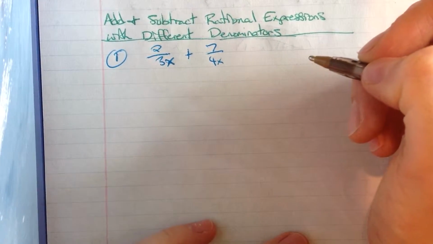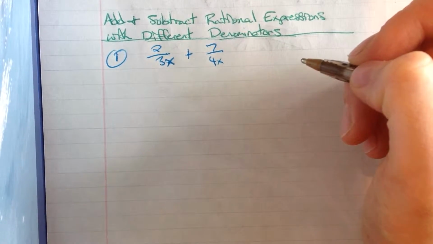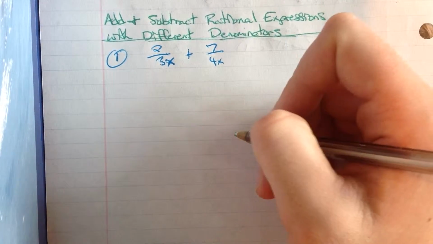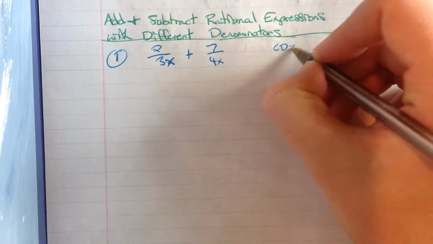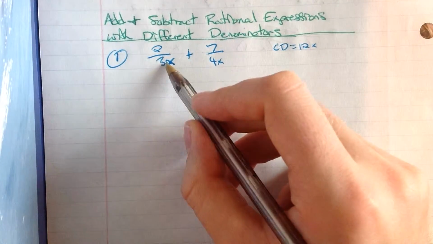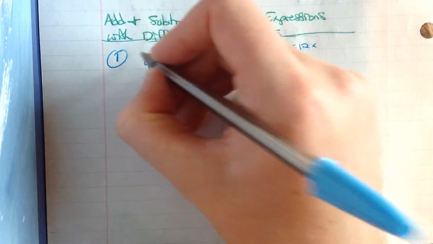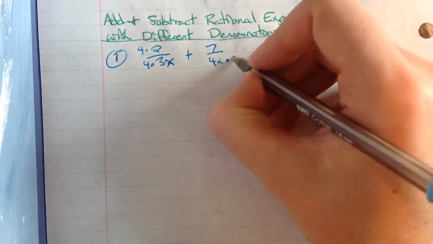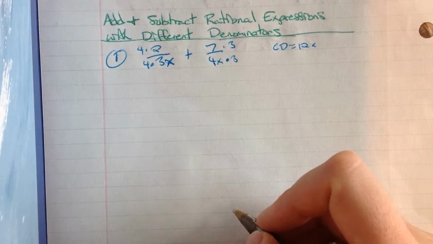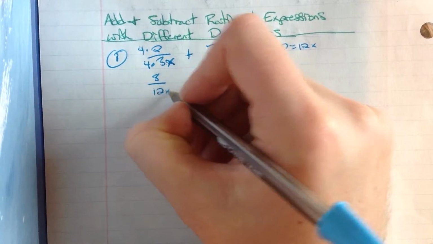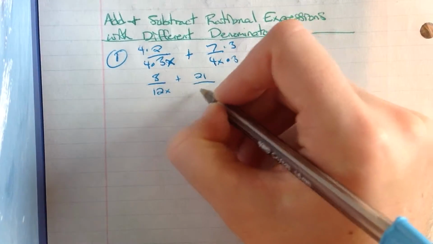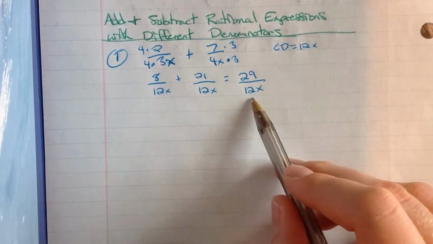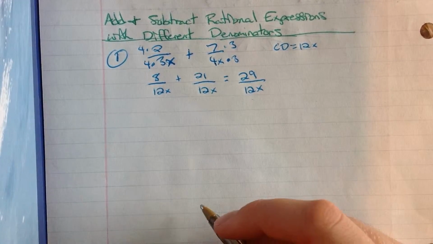First off, we need to find a common denominator to be able to add fractions. Between 3x and 4x, the common denominator would be 12x. To make 3x become 12x, we need to multiply it by 4, but we need to do it to the top and bottom. To make 4x become 12x, we need to multiply it by 3. So we get 8 over 12x plus 21 over 12x, and now we can add them to get 29 over 12x. This does not reduce any further, so that would be our final answer.